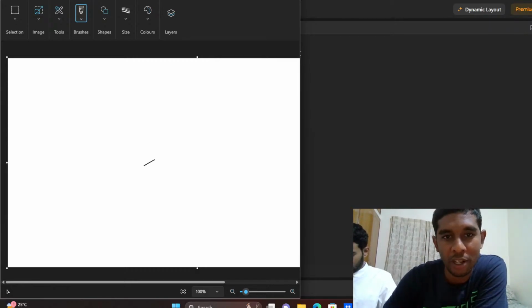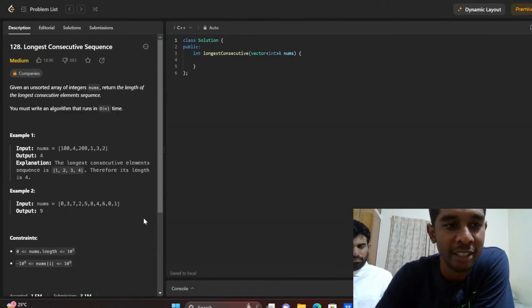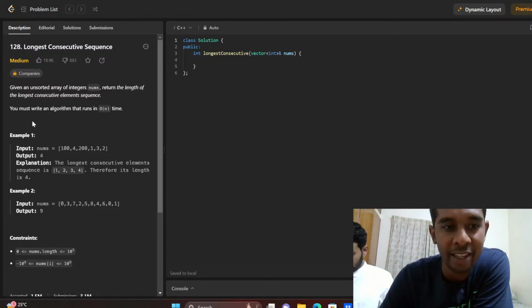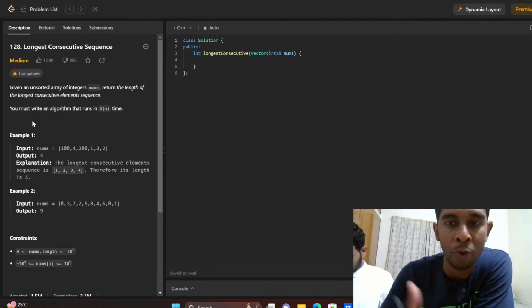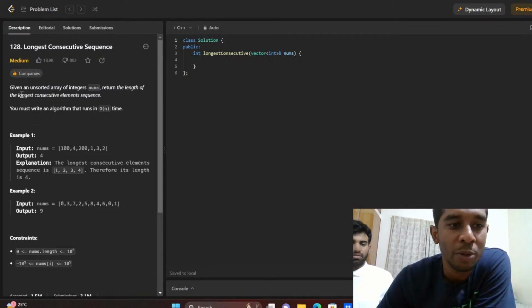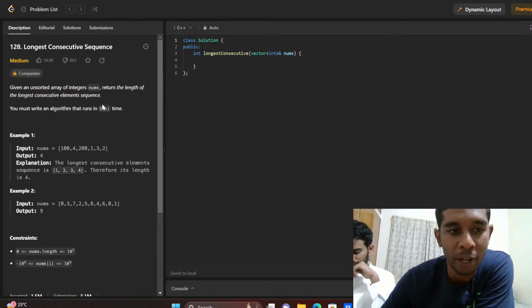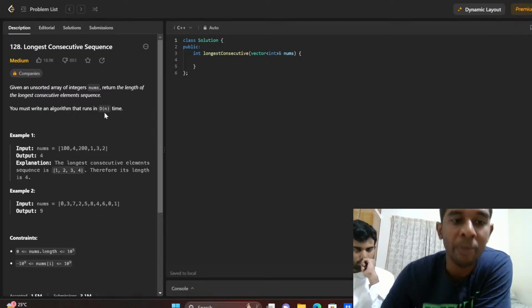So let's just read the question. As I always take the same approach, we always just read the question, try to figure out what exactly they're asking, and if we can't understand, we look at the inputs to get more intuition as to how to solve the problem. So, given an unsorted array of integers, return the length of the longest consecutive element sequence. You must write an algorithm that runs in O of n time, right?